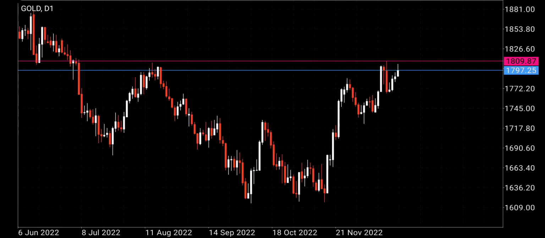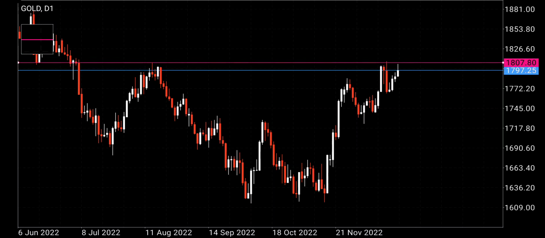Our daily chart looks something like this. So let's fix this one here. Okay, so by looking at this, we can see that we actually went higher than 8.